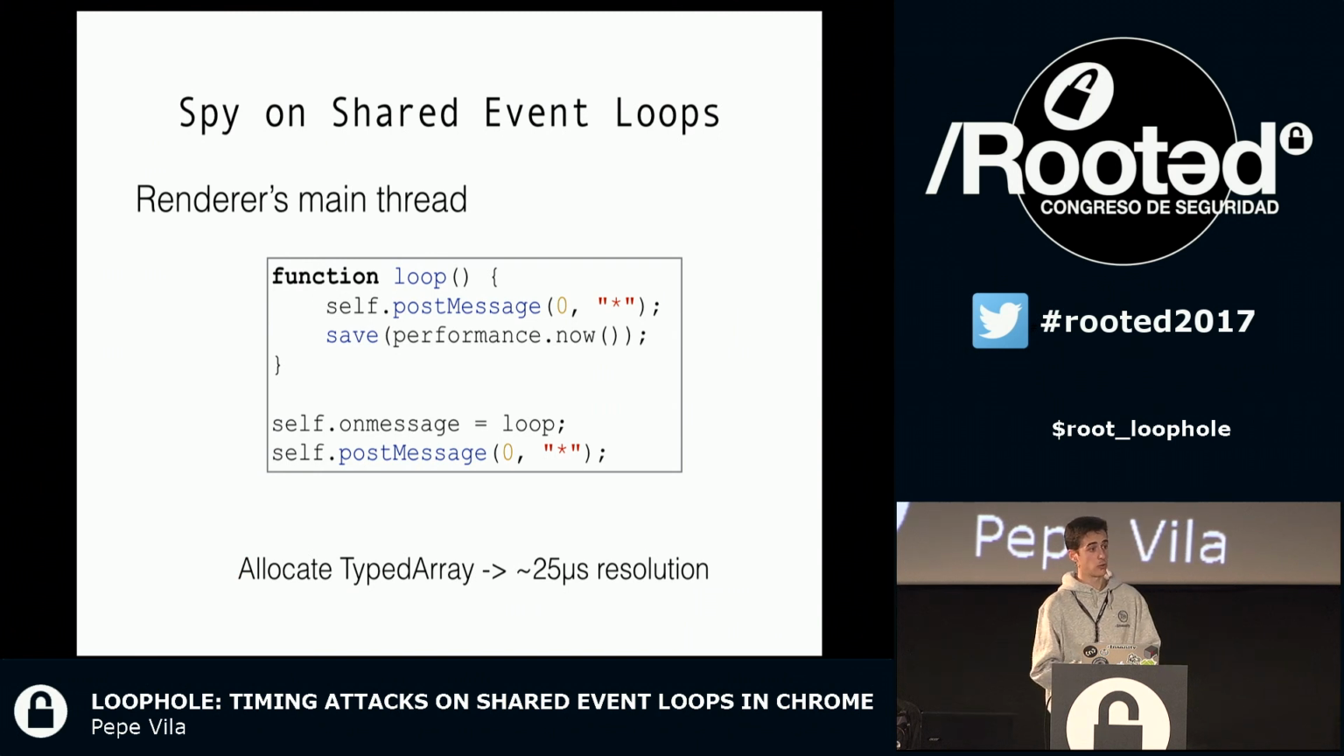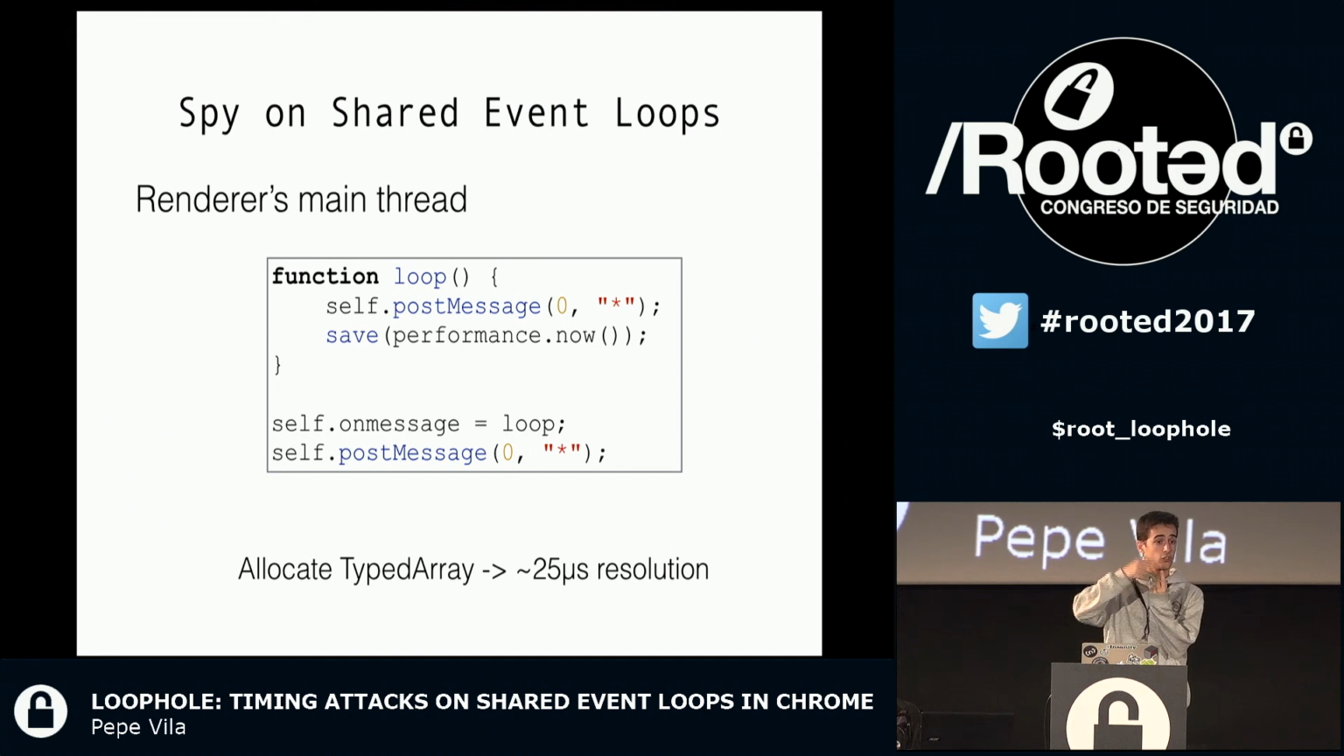These 5 lines of JavaScript are all that is needed to monitor the event loop. It is incredibly simple. We define a loop function. Self is a reference to our window, so we send any message. We're not interested in the content. We save the timestamp. Performance now is an API that gives you an accuracy of microseconds in the timestamp, and then we define the event handler for all messages and send the first message.